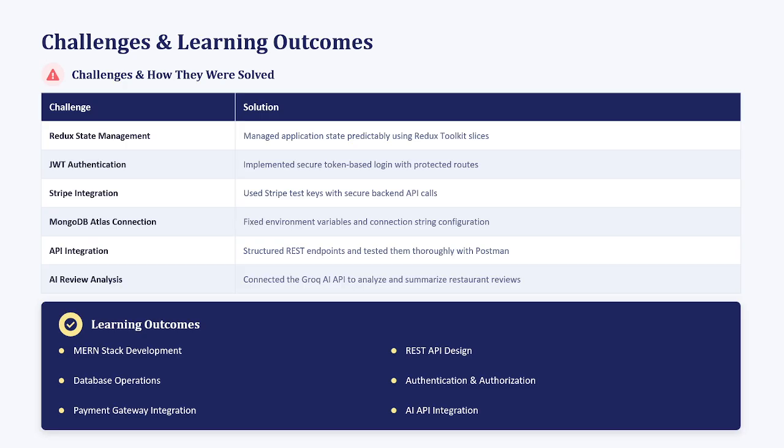During the development of the project, I encountered several practical challenges. One challenge was managing data efficiently across multiple React components, which I solved using Redux Toolkit. Implementing secure authentication using JWT helped me understand user authorization and protected routes. Integrating Stripe provided practical knowledge about payment gateway implementation. While connecting MongoDB Atlas, I learned the importance of proper environment variable configuration and database connectivity.